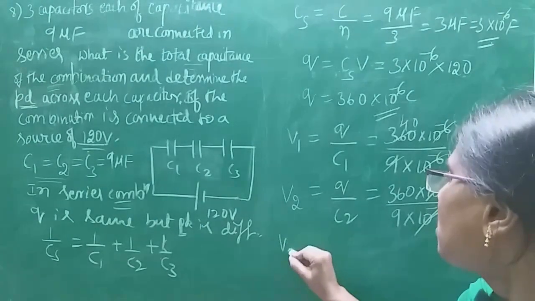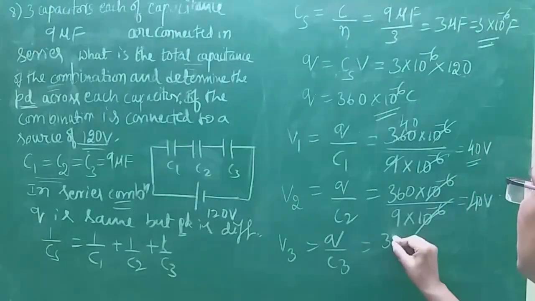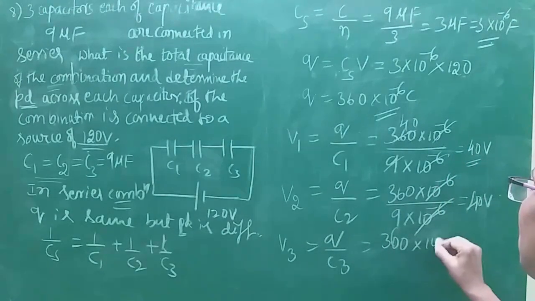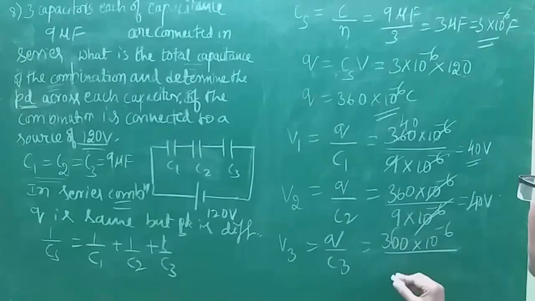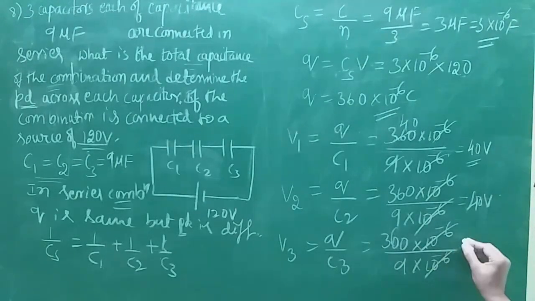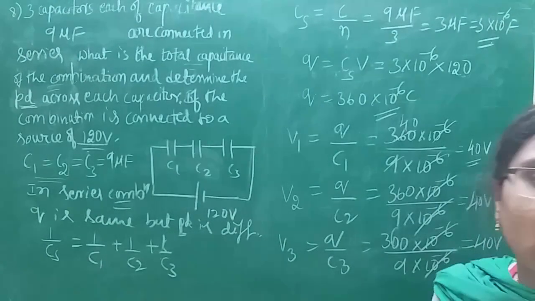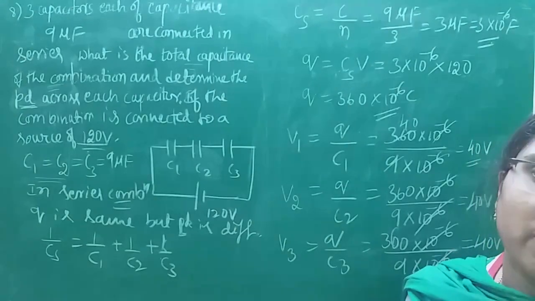So V3 is also Q by C3, that is nothing but 360 into 10 to the power of minus 6 divided by 9 into 10 to the power of minus 6. Minus 6 gets cancelled, as usual 40 volt. So this is the potential difference across the individual capacitors.